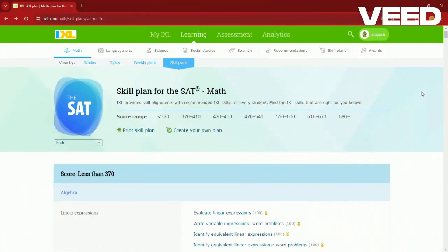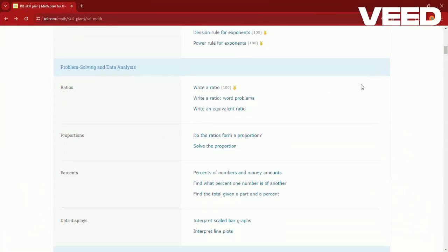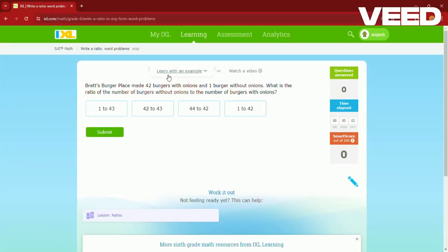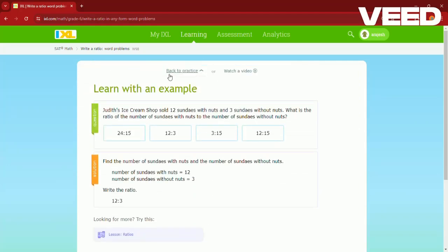Benvenuti everyone. Previously, we have done 1-18, we're going to do 1-19, which is the same thing, write a ratio, but with word problems. So here's how it is. Today's lesson is write a ratio word problems. Here we go! So let's learn with the example, shall we?